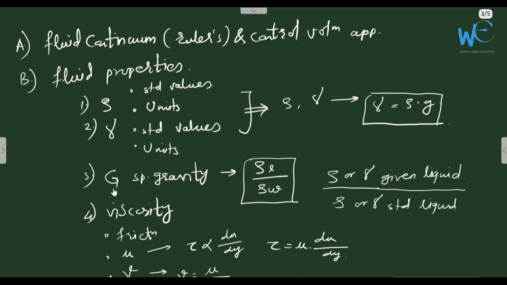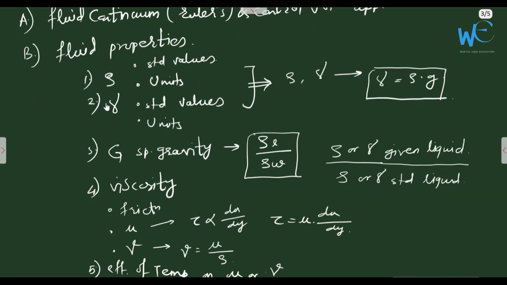I have written here the points we already studied, just to recall them in quick succession. First, we studied fluid continuum, given by Euler's, and the control volume approach. There are two approaches: first the Lagrangian approach, and second the Eulerian approach. Then fluid properties: first mass density, then weight density. We saw the relationship weight density is equal to mass density into g. We studied all their standard values and units. These are all points you have to remember, so make sure of it.